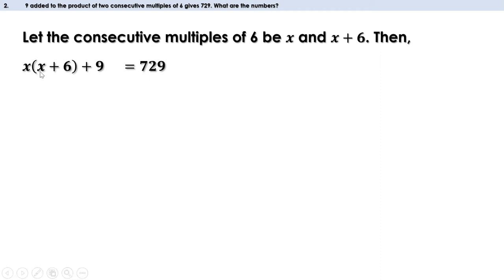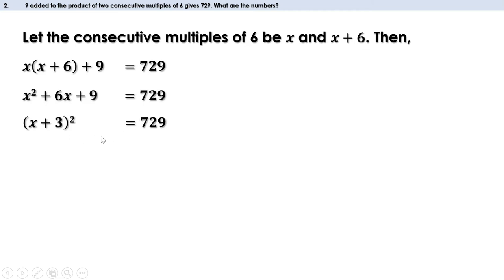Now let us multiply. X into x is x square, x into 6 is 6x. So this can be written as x square plus 6x plus 9 equal to 729. Now this is a perfect square. This is the square of x and this is the square of 3. And the middle term is positive. So this is the square of x plus 3. And we know x plus 3 all square is x square plus 2 into 3 into x or 6x plus 3 square or 9. So we can write this as x plus 3 all square is equal to 729.